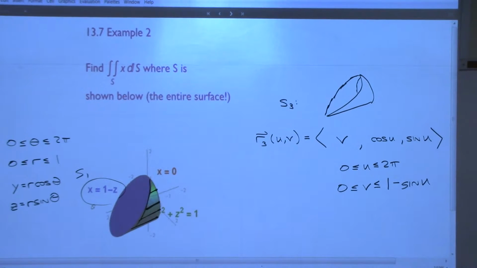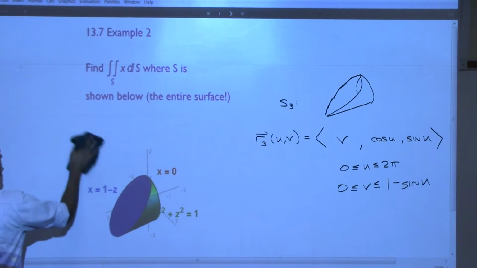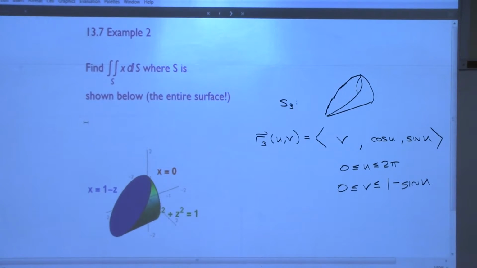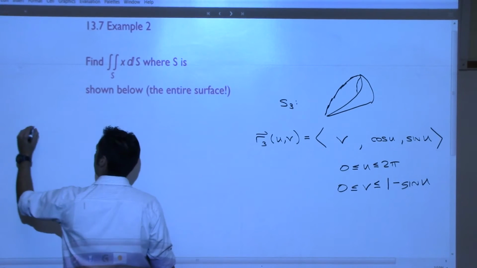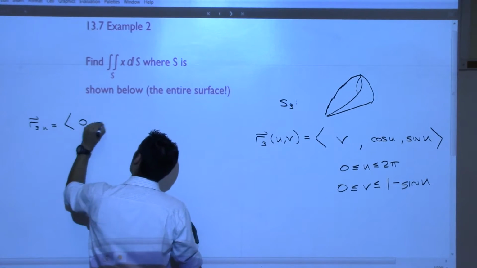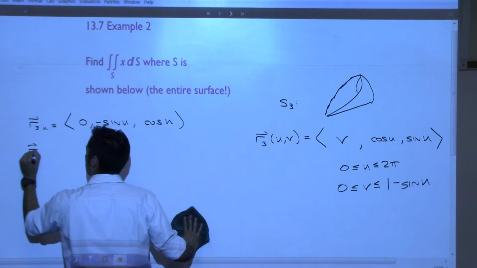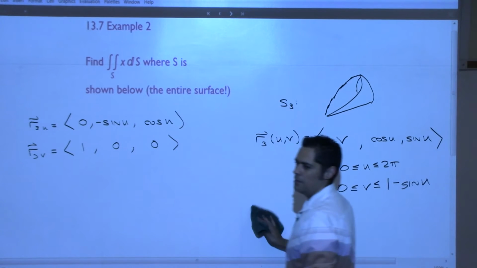All right. Partials, cross, magnitude. Set up integral. Partials. Partial of R with respect to u: 0, negative sine u, cosine u. Partial of R with respect to v: 1, 0, 0. Ooh, beautiful.